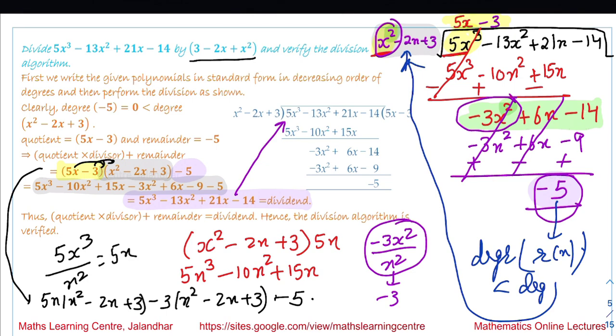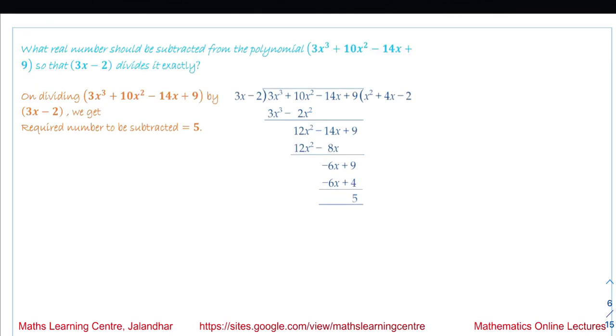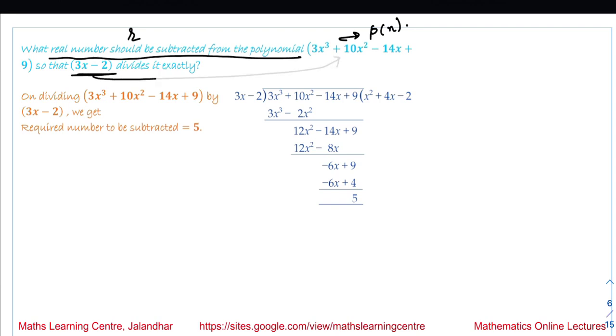Next is: what real number should be subtracted from the polynomial this, so that 3x minus 2 divides it exactly. So we are talking about this polynomial that is given to us. Suppose this polynomial is p(x). We are saying what real number should be subtracted from the polynomial. So we want to find some real number, say r, so that this divides it exactly.